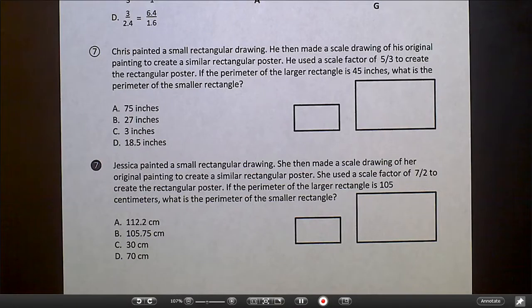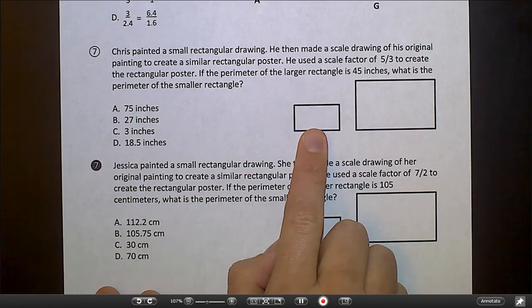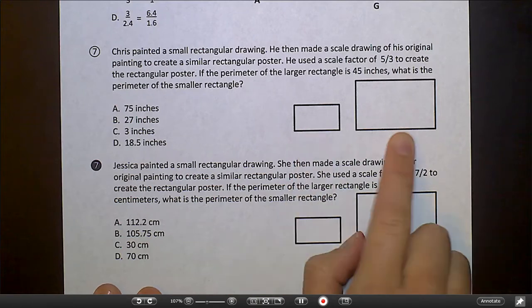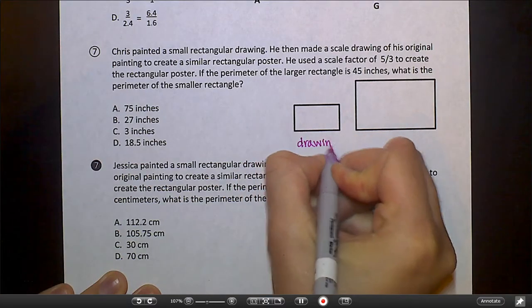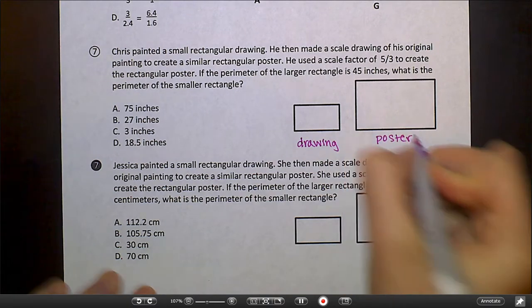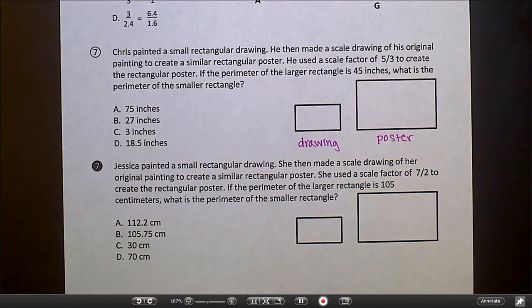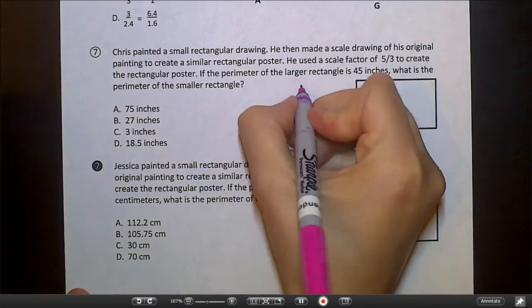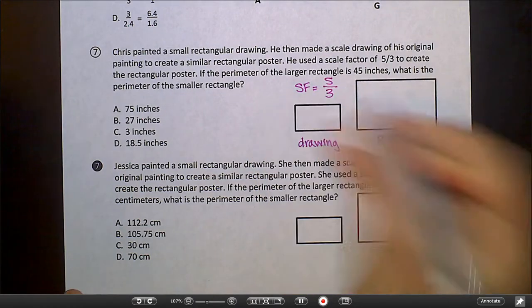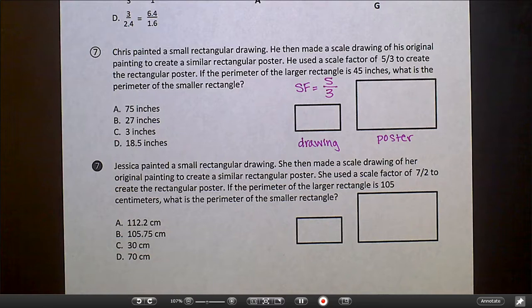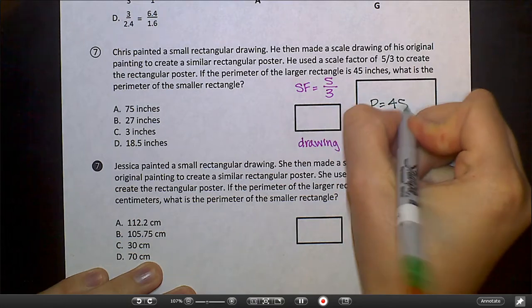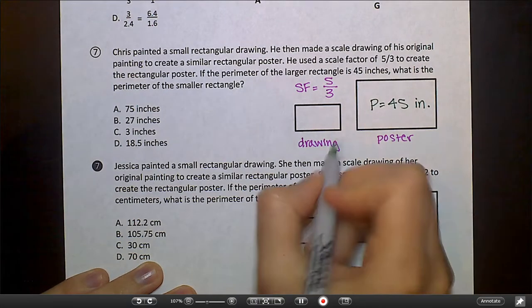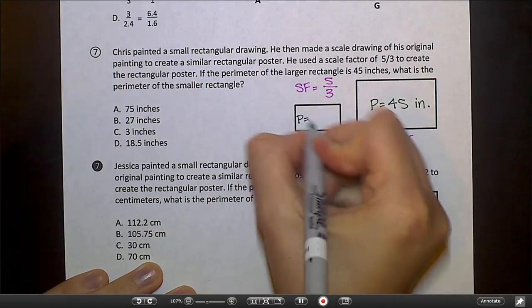Number 7, Chris painted a small rectangular drawing. He then made a scale drawing of his original painting to create a similar rectangular poster. Okay, so I'm going to go ahead and label this drawing and poster. He used the scale factor of 5 over 3 to create the rectangular poster. So the scale factor equals 5 over 3. If the perimeter of the larger rectangle is 45 inches, okay, so we're going to write down all of this. So P equals 45 inches. What is the perimeter of the smaller rectangle? P equals blank.